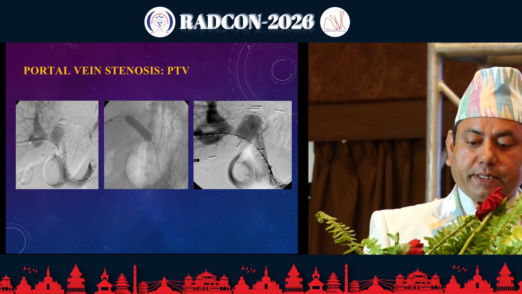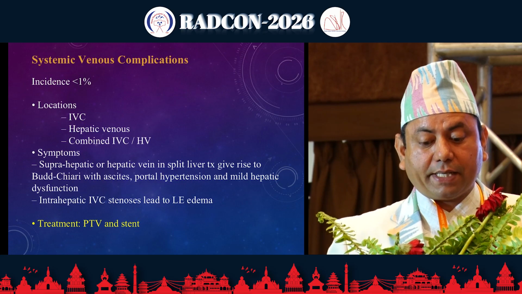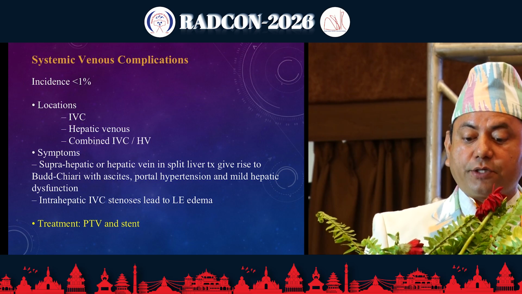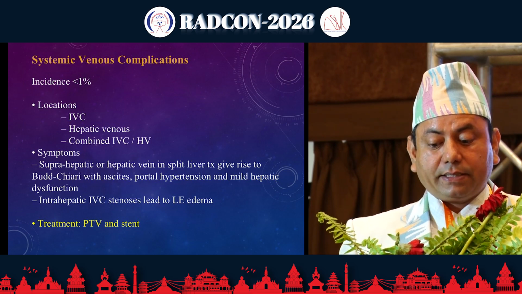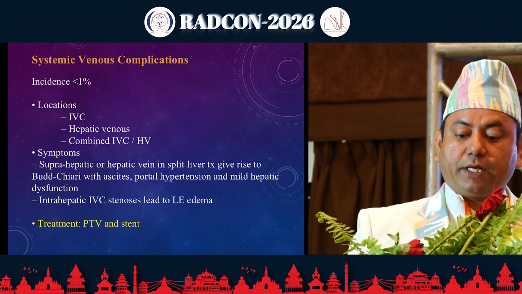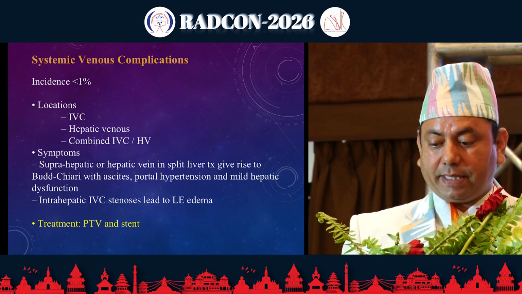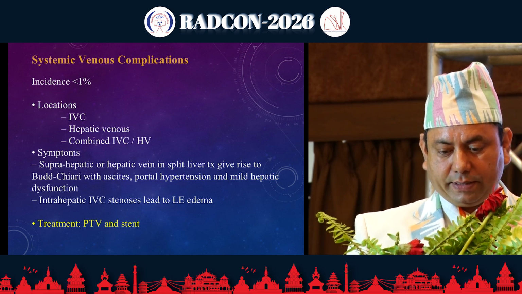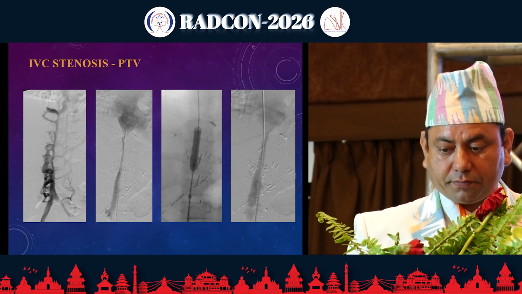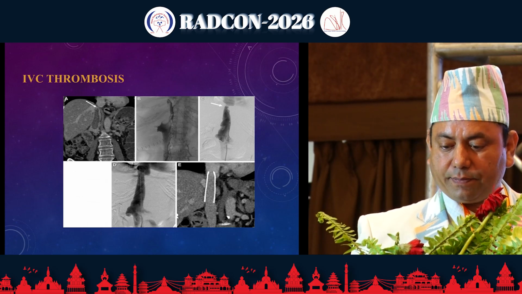Systemic venous complications, IVC and other hepatic venous and combined IVC and others, are usual complications. If there is suprahepatic or hepatic vein stenosis in split liver transplantation, it gives rise to Budd-Chiari with ascites, portal hypertension, and mild hepatic dysfunction. Intrahepatic IVC stenosis leads to lower limb edema, and treatment is venoplasty and stenting. This is the case here: IVC stenosis, balloon plasty is done, and then normal flow is restored. For IVC thrombosis, we can see the defect, and then the stent has been placed there.